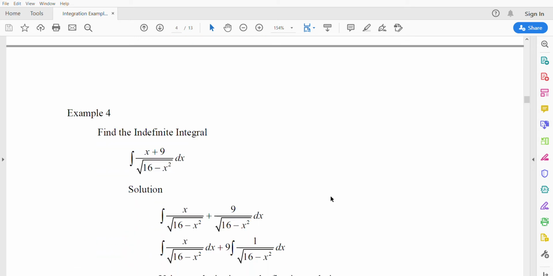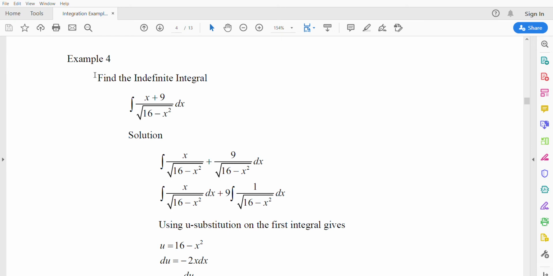Let's take a look at the next example. Find the indefinite integral of x plus 9 over the square root of 16 minus x squared. Since I have two terms on the top, I'm going to break this up into two fractions. The first one is x over the square root of 16 minus x squared, and the second one is 9 over the square root of 16 minus x squared.